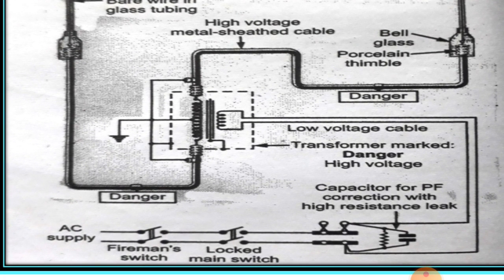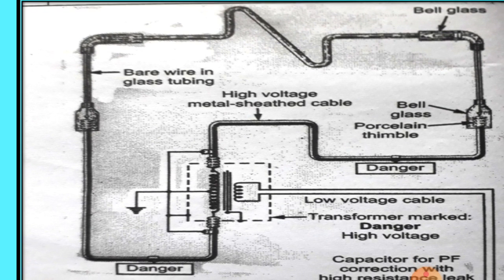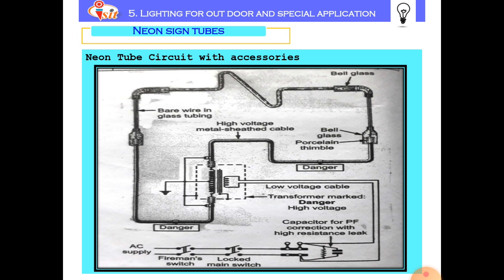A transformer with high leakage reactance is used. For the transformer, AC supply is used. A fireman switch and locked main switch are used. The circuit is very simple. By referring to this circuit, we can connect any type, any shape of neon sign tube across these two bell glass porcelain thimbles.